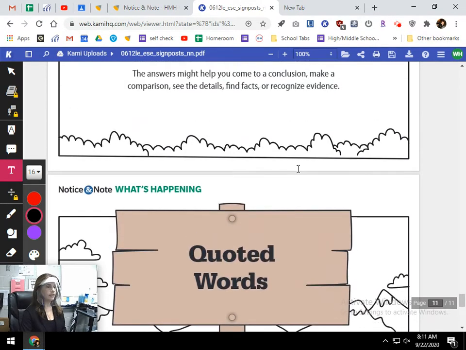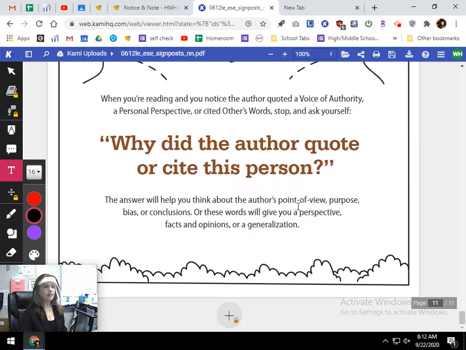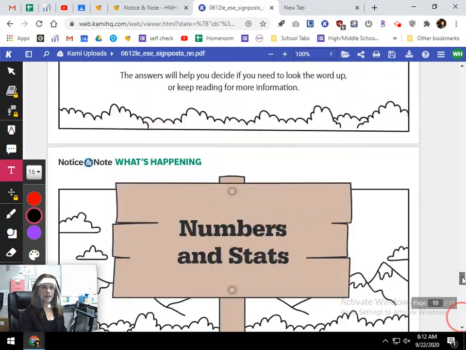Remember, this is called notice and note. So you notice it and you go, oh, okay, that probably means something. That's probably significant. And then quoted words. If the author quotes somebody, there's significance to that. All right, so there are all of your signposts.